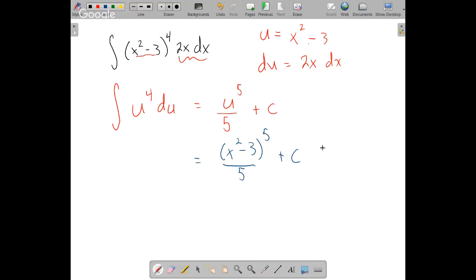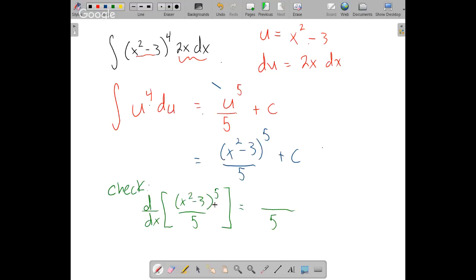Now, you may think this was kind of confusing, or maybe this looked too easy. We can always check these by differentiating. So I'm going to throw a little check in here. If I take the derivative with respect to x, and the derivative of a constant is 0, so I'm going to ignore that, of x squared minus 3 raised to the 5th over 5, the divide by 5 is just a constant, so I'm just going to leave it there.